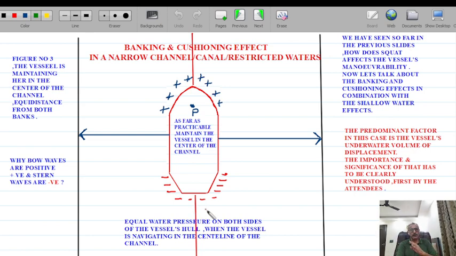Because of the speed of the vessel, these forces acting upon the vessel are positive forces, because they are hitting your hull at a velocity which is directly proportional to the speed of the vessel. So that is the reason the bow or head forces are construed as positive, and the stern forces, where the water is receding from the stern, because of the curvature of the stern, are construed as negative. And this we know, the pivot point is 1/3 of the length from the bow. As far as practicable, maintain the vessel in the center of the channel, that is in a narrow channel, fairway, or canal.